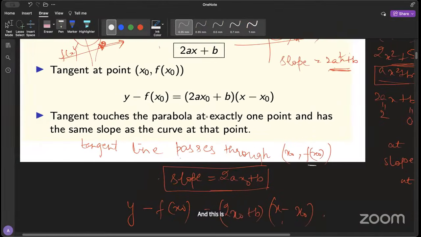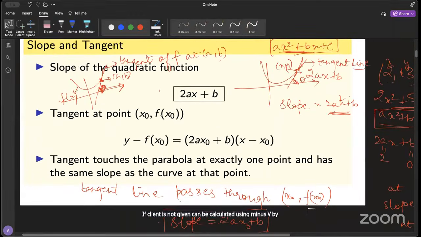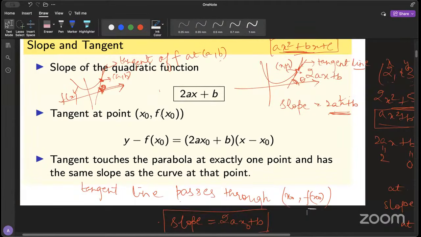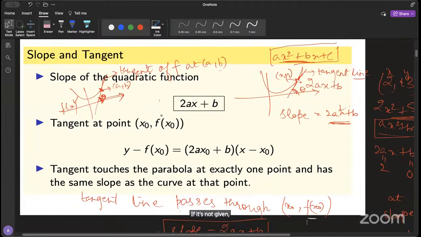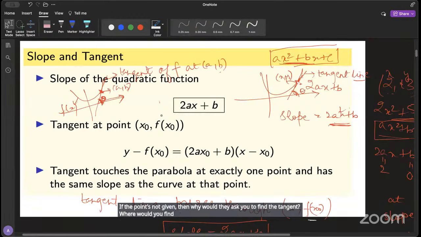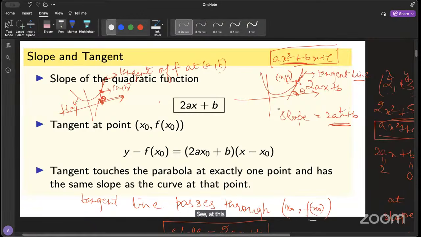And this is what I've already mentioned. Ma'am, if the point is not given, can we calculate using minus b by 2a and then put it in the equation? If the point's not given, is that what you're saying? Yes, ma'am. If the point's not given, then why would they ask you to find the tangent? Where would you find the tangent? You need the point. See, at this point, you have a different tangent. At this point, you have a different tangent. At this one, you have a different tangent. If the point is not given, then how would you find the tangent?